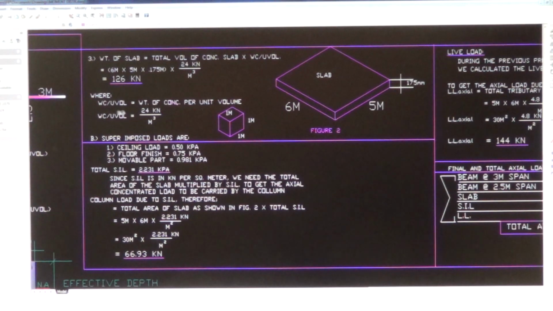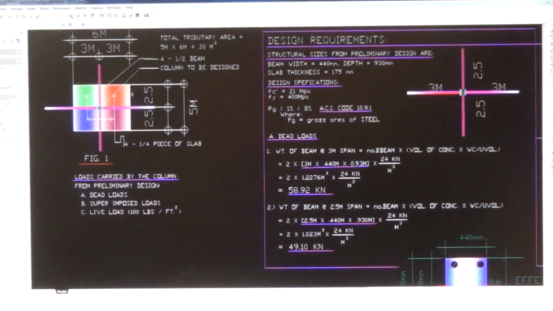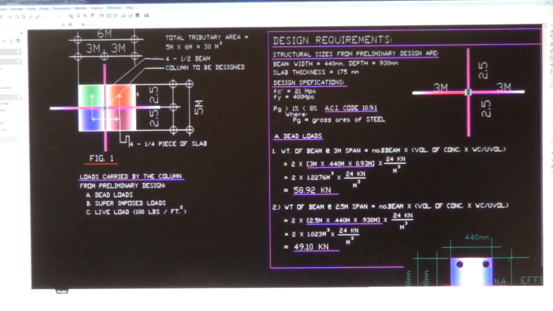Here's the definition of WC/U VOL. It's the weight of concrete per unit volume. This is what the volume of concrete looks like. Okay, let's get to letter B. So we have here, we have dead loads. Now letter B, superimposed loads.